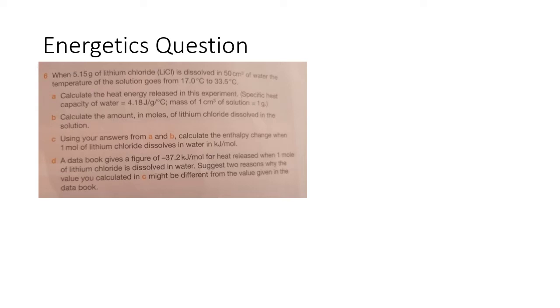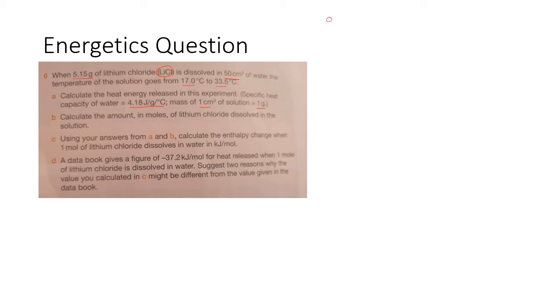When 5.15 grams of lithium chloride is dissolved into 50 centimeters cubed, 50 milliliters of water, the temperature of the solution goes from 17 degrees Celsius to 33.5 degrees Celsius. Calculate the heat energy released in this experiment. Specific heat capacity of water is 4.18 joules per gram per degree Celsius, and given that 1 centimeter cube of the solution equals 1 gram.